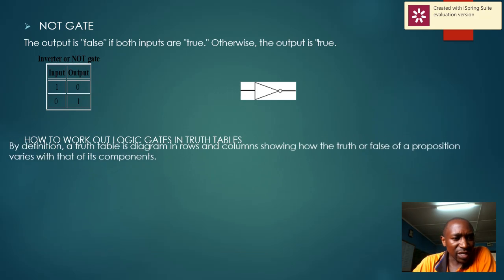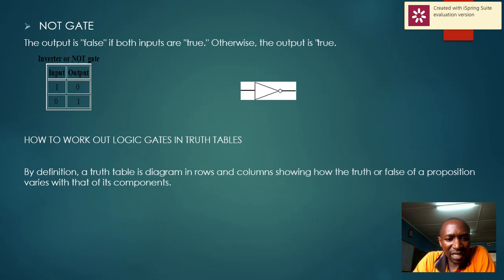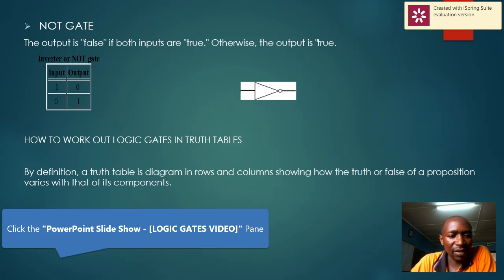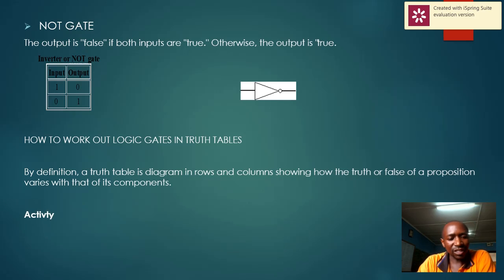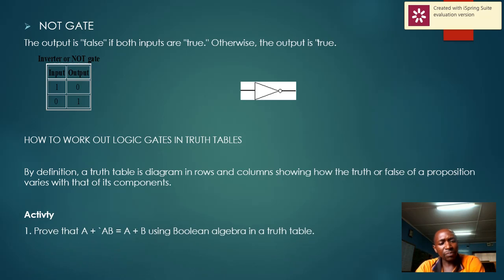All right. Now, a truth table, by definition, is a diagram in rows and columns showing how the truth or falsity of a proposition varies with that of its components. Okay. So let's look at one activity for today and see how we can show the logic gates in a truth table. The question today, we are told to say, prove that A plus.